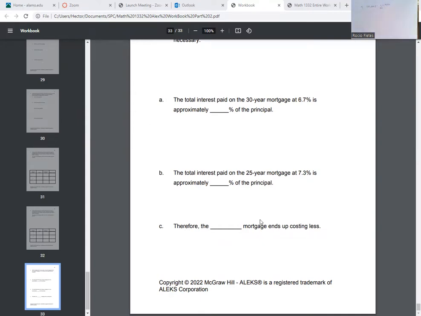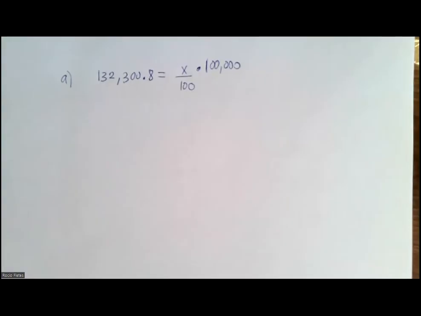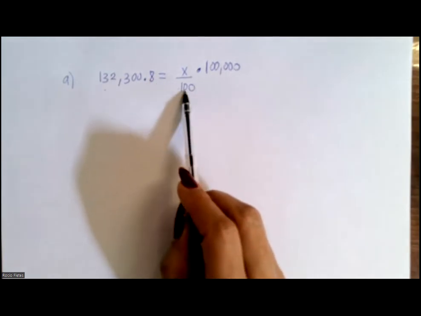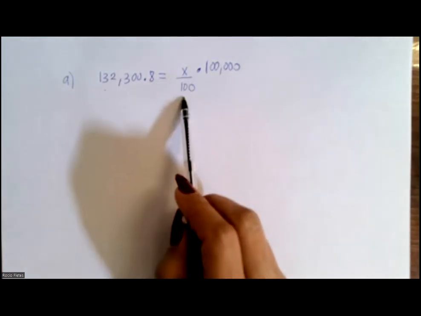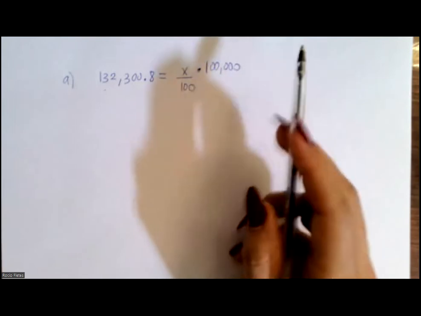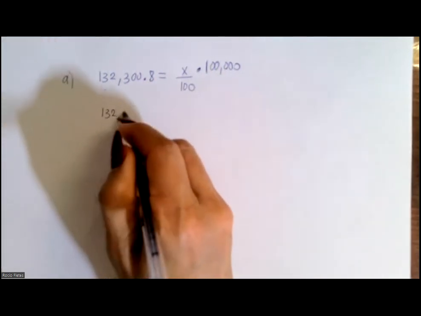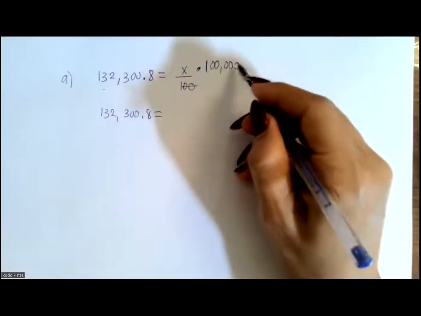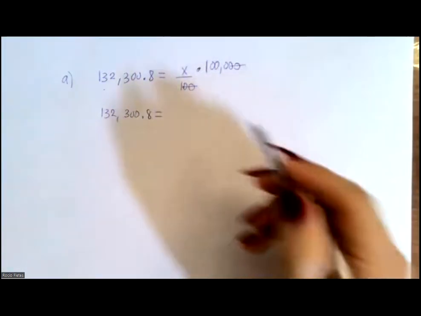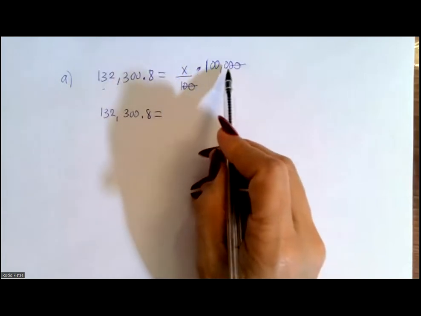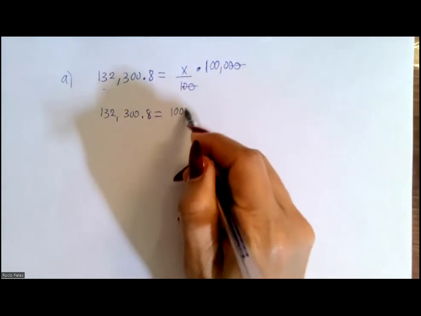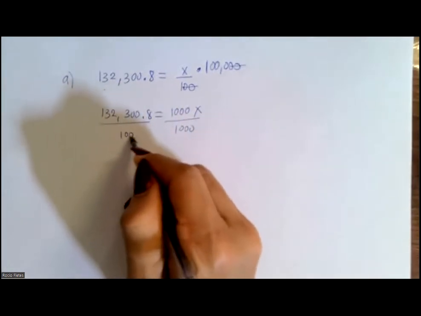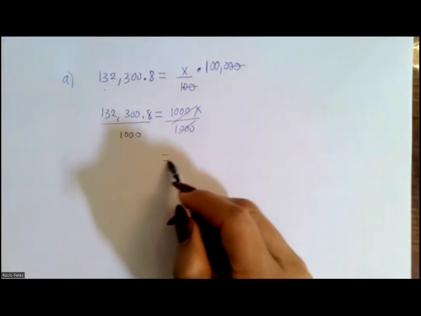So this is what you would do to answer the first question. The total interest is equal to what percent, that's the X here, what percent of 100,000. And so you solve this equation. Remember, the zeros cancel. And so you have, how many zeros left? 1,000 X, and then you divide by 1,000. And that cancels the 1,000, so you get X.